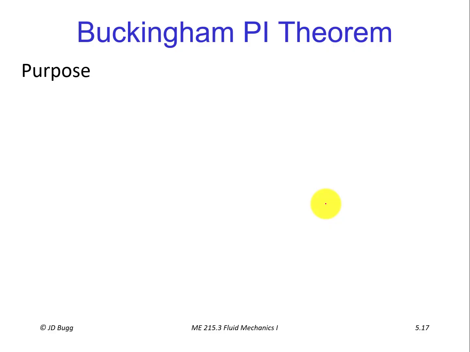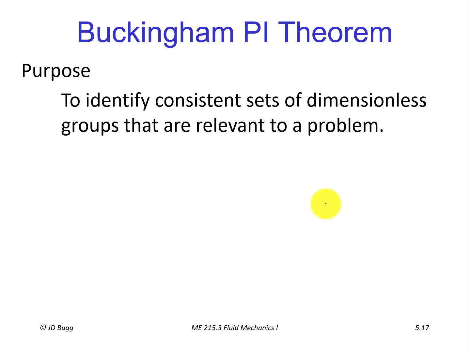In this video, we're going to look at the Buckingham Pi Theorem. So what is the purpose of the Buckingham Pi Theorem? The purpose of this theorem is to identify consistent sets of dimensionless groups that are relevant to a problem. So this is the technique that was used to generate all of the dimensionless groups that we've seen in the introductory lectures up to this point.